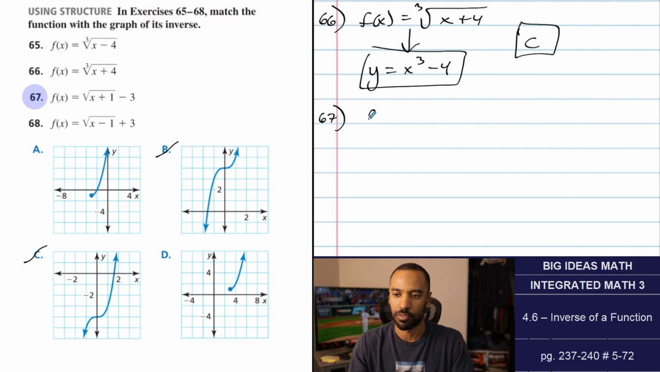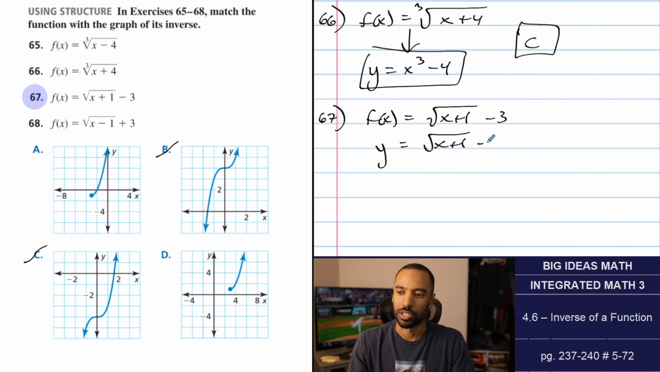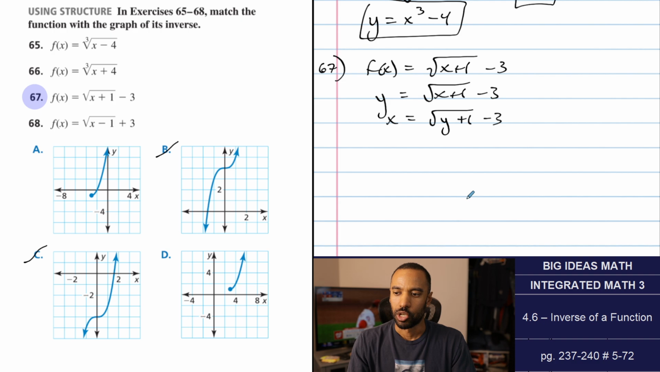So on number 67, we have f of x equals square root of x plus 1 minus 3. And I think for 68, we'll do the same swappage to 67 as we did on 66 to 65. Plus, we'll also know which graph it's going to be at the end. Swap x and y. Don't square both sides yet. You have to first isolate your radical. So add 3 to both sides. And then you square both sides from here.